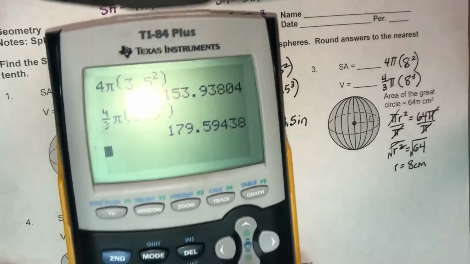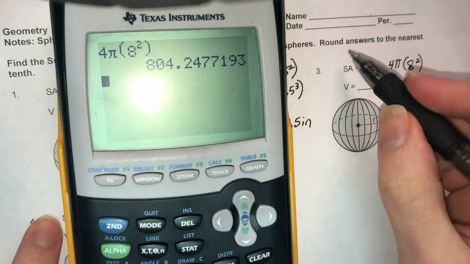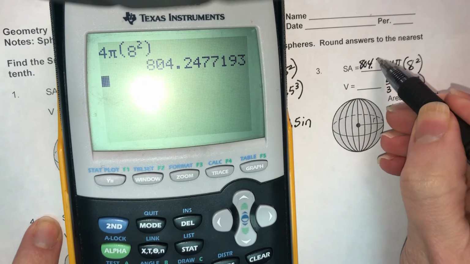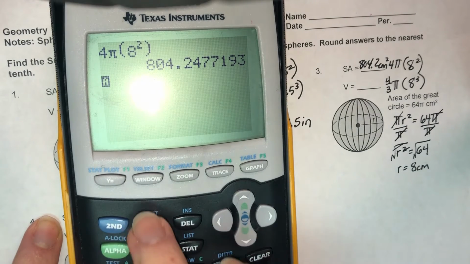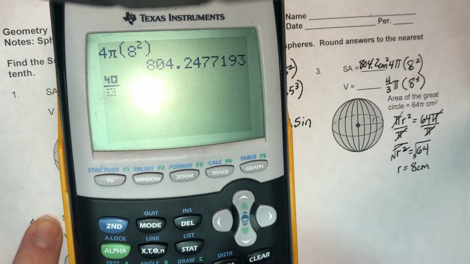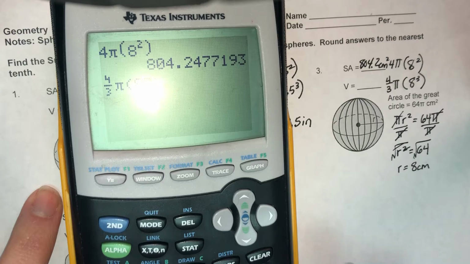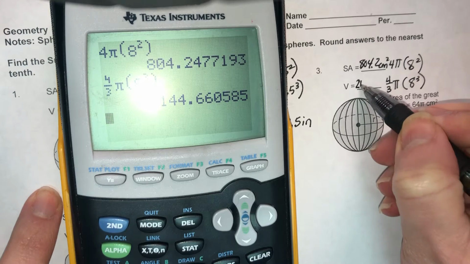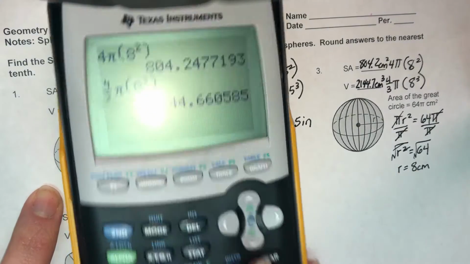All right? So now we're going to go 4 pi times 8 squared, which is 804.2 centimeters squared. And then alpha y equals number 1, 4/3 pi times 8 to the 3rd power is 2,144.7 centimeters cubed for the volume.